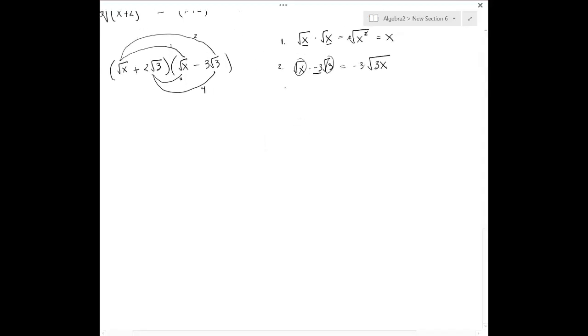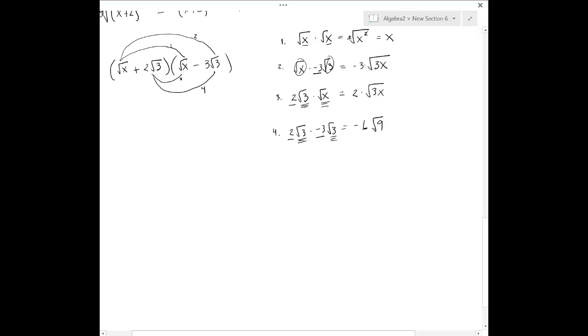Multiplication 3 says 2 square roots of 3 times the square root of x. Again, keep the 2 out in front and multiply the square root of 3 with the square root of x by taking 3 times x and putting it under the same square root, like we did up there. Then lastly, multiplication 4 is 2 square roots of 3 times negative 3 root 3. You multiply the fronts together to get negative 6 and the radicals together to get the square root of 3 times 3, which is 9.